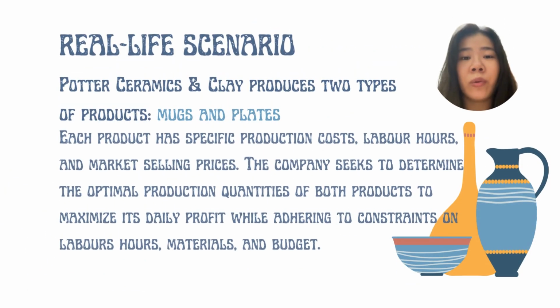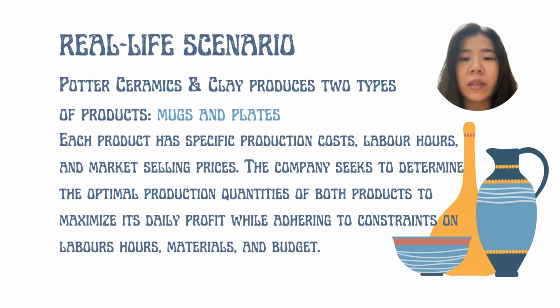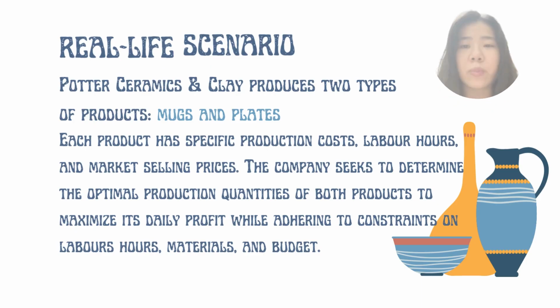In this video, we will discuss a company, Potter Ceramics and Clay, that produces two products, mugs and plates. Each product has unique production costs, labor hours, and selling prices. The company's goal is to determine the optimal number of mugs and plates to produce daily to maximize profit.